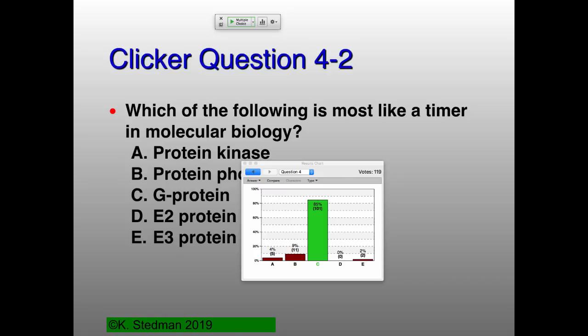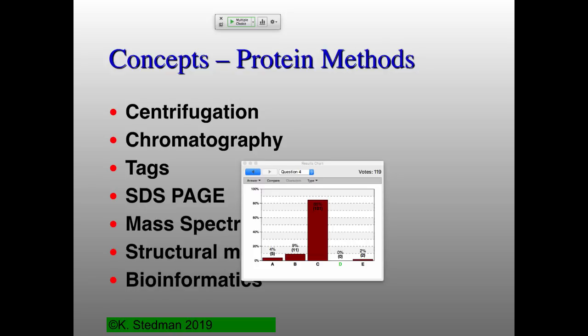GTPases, once they're bound to GTP, there will be hydrolysis of GTP to GDP. And so how fast that goes, that's how long you're going to have before you have a change in the structure.